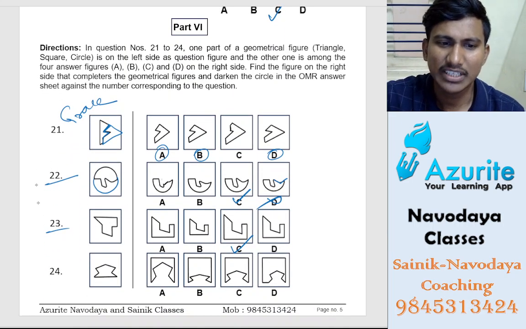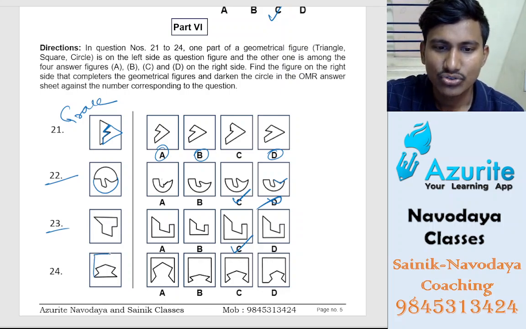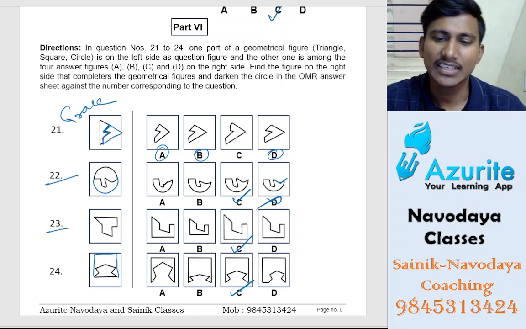And next here 24. If you see 24, what is the answer here? You have to make a square here. Okay. If you make a square here, answer will be option C. Okay, answer will be option C.